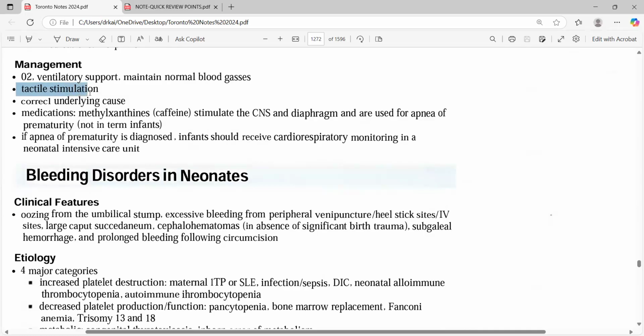In apnea, think of stimulation first. Which one? Tactile stimulation. This is the word. Okay, this is the most important word. And if they ask for medication, it's mainly caffeine, methylxanthines.